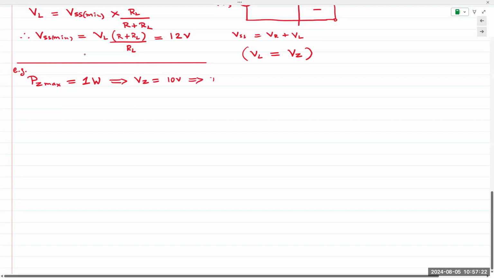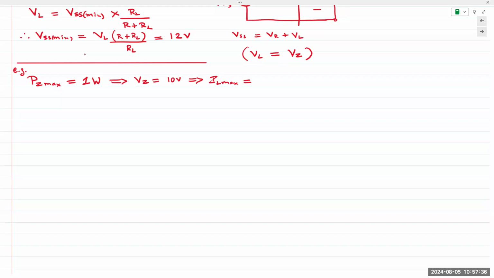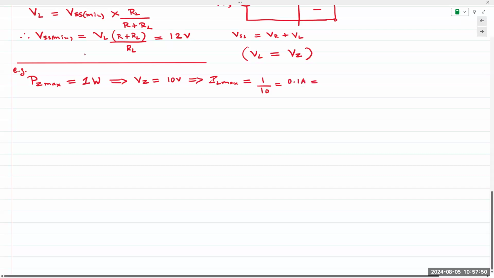And it also means there is an upper limit for the Zener current that it can handle, right? If PZ max is 1 watt and VZ is 10 volts, then IL max cannot be more than 1 over 10. P is equal to IV, or P is equal to VI. So I is P over V. So 0.1 amp or 100 milliamps. Which, by the way, is a huge amount of current, just generally speaking.